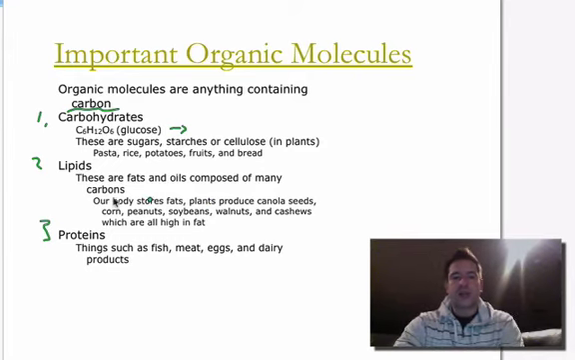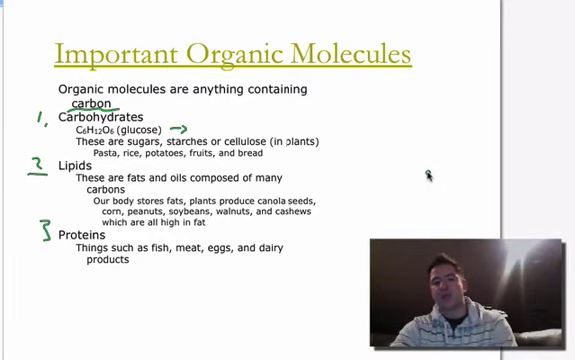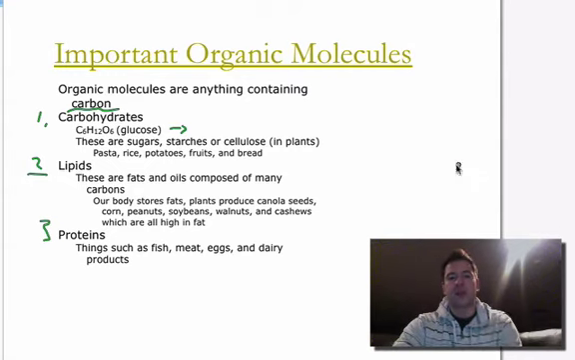So the second that we talk about right here is lipids. Okay, so these are fats and oils composed of many carbons. And remember, organic compounds or molecules are going to contain carbon, which is really important. So our body stores fats. Plants produce canola seeds, corn, peanuts, soybeans, walnuts, cashews, and they're all high in fat. Okay, and our body stores those fats.